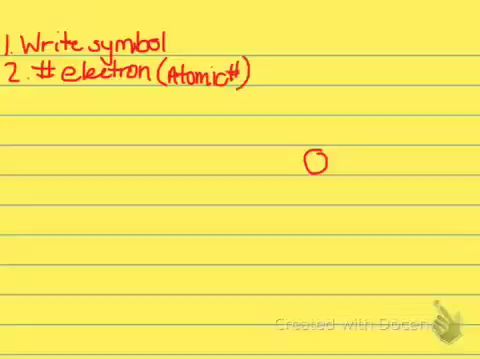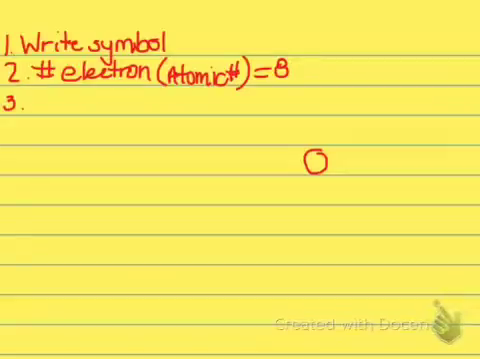When I look at my periodic table for oxygen, I would see that the atomic number of oxygen is 8. So that means there are 8 electrons. So the third step. Now I need to draw the electrons and the orbitals.